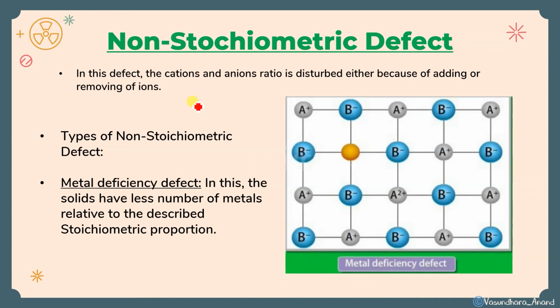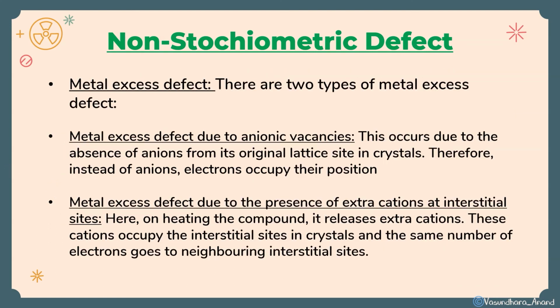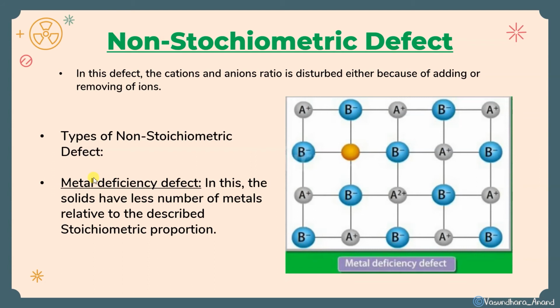Clear? Types of non-stoichiometric defect. There are two types. Let me explain first and then I will tell you. The first one is metal deficiency defect, and the second is metal excess defect. Now what is this? Let me explain. Okay, metal deficiency defect.